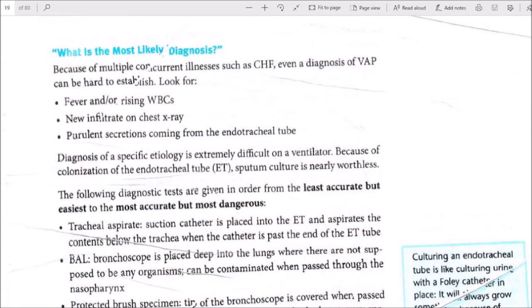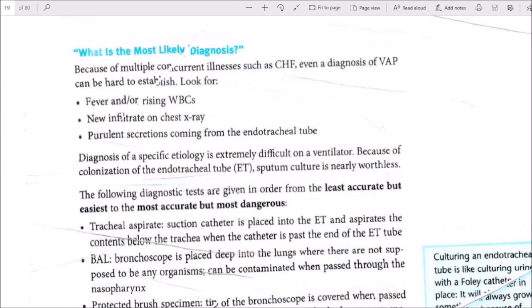What is the most likely diagnosis? Because of multiple concurrent illnesses such as CHF, even a diagnosis of ventilator-associated pneumonia can be hard to establish. Look for fever and/or rising WBCs, an infiltrate on chest X-ray, and fluid and secretions coming from the endotracheal tube.